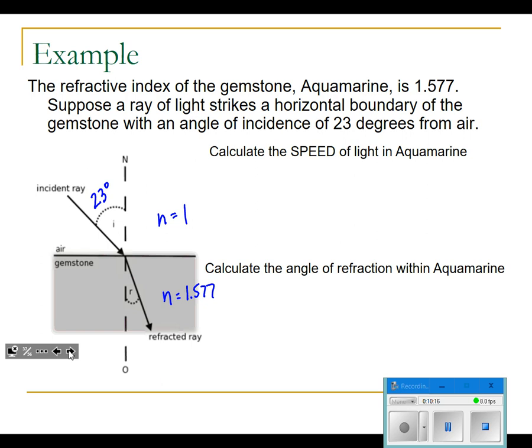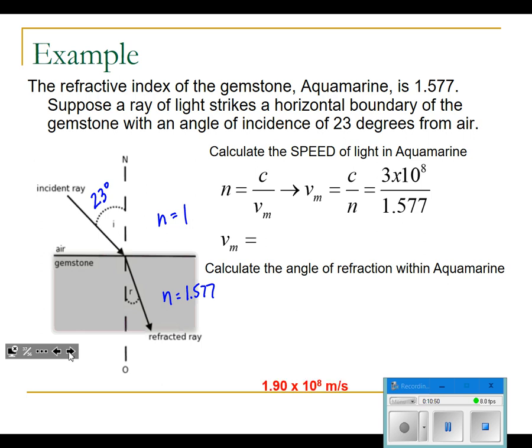Well, if you remember, the speed of light can be figured out by looking at the index of refraction formula. We know that N equals C over V. So we could find V by rearranging that formula and using the speed of light in a vacuum, which we know is 3 times 10 to the 8th, divided by the index of refraction for the aquamarine, which is 1.577. So we can come up with a velocity of, and hopefully you do that in your calculator, but if not, you can check it, 1.9 times 10 to the 8th meters per second.